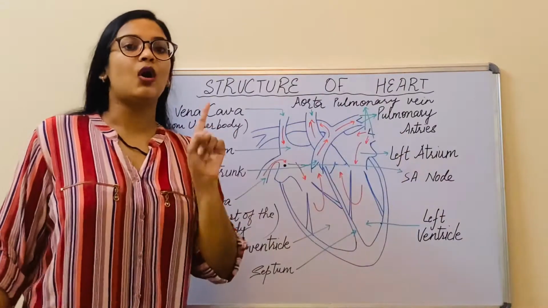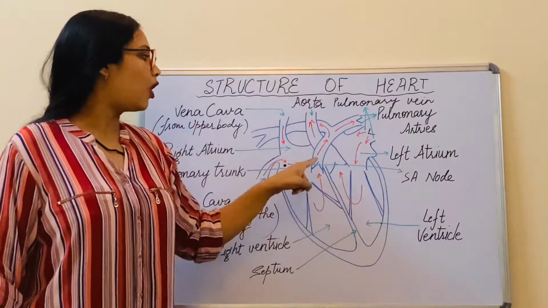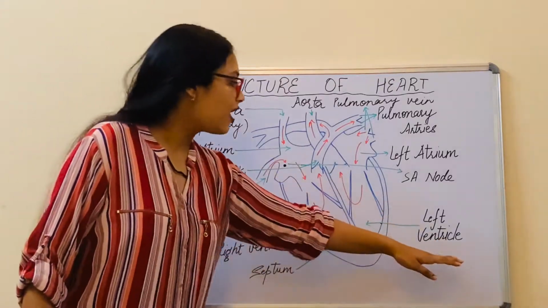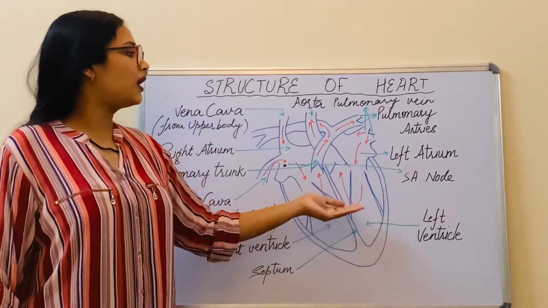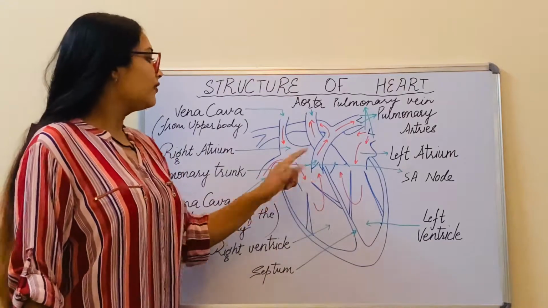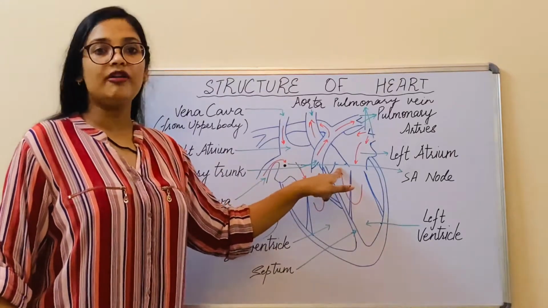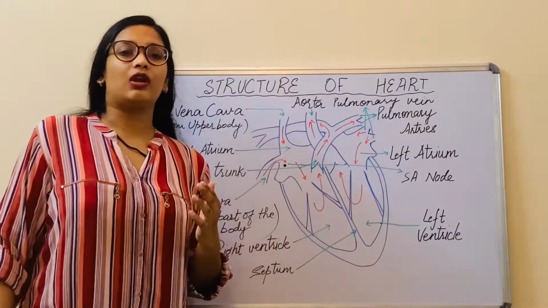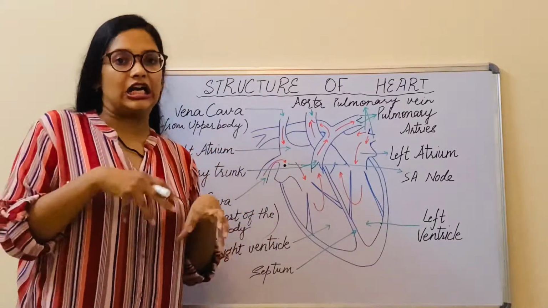So there is one semilunar valve at the base of the pulmonary arteries. Similarly, the left ventricle is pumping the blood to the aorta. So there is a semilunar valve right at the base of the aorta. Both of these semilunar valves consist of three cusps.